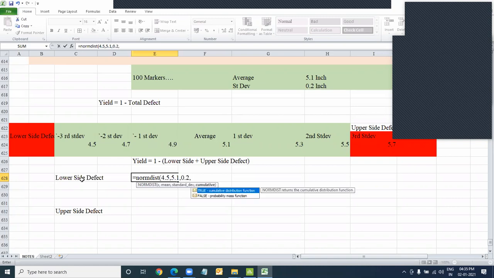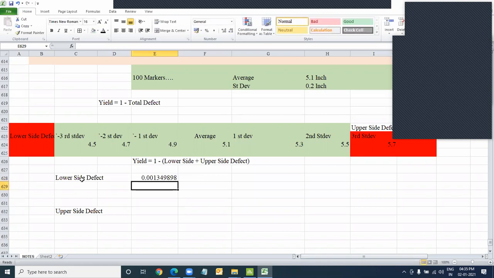Cumulative, by default, keep this in mind, it's 1. And I'll explain what is the meaning of 1, what is cumulative. For now, remember, it's always default 1. That's it. Just hit OK. You have got your lower side defect.